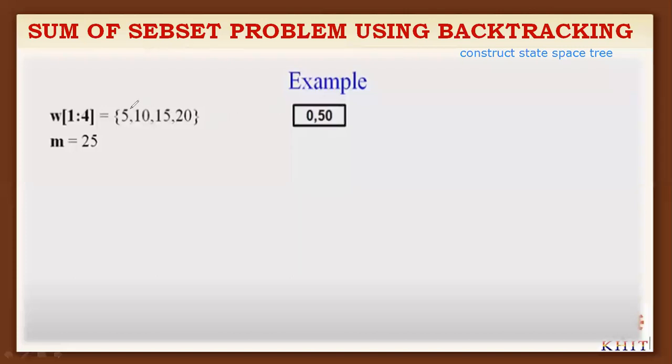Okay. So these are the given elements, n equal to 4. There are 4 elements given. Now let me show the procedure of constructing the state space tree. Consider initially there is a root node. The node values initially I have selected as 0, comma 50. 0, comma 50. That means if I am not selecting any element, the total weight is 0.